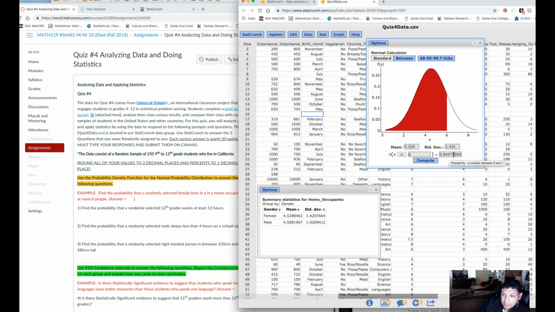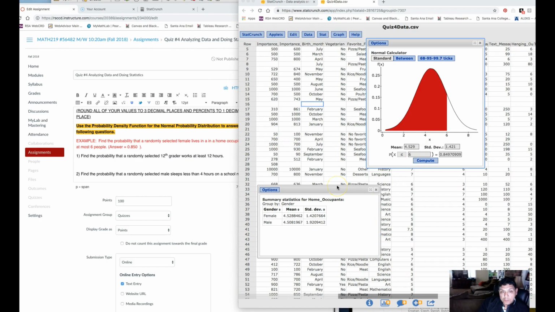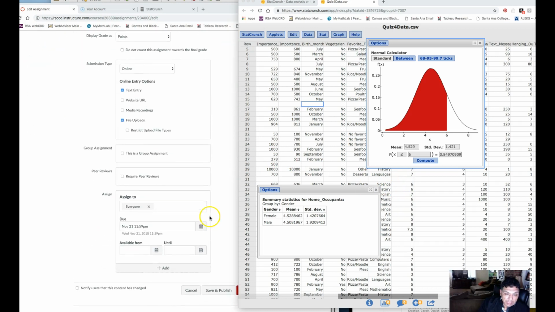0.8497 or 84.97% chance, or around 85.0. I'm going to round this to 1 decimal place. And so that's what you have to do to answer the questions in problems 1 through 3. That's what needs to happen.